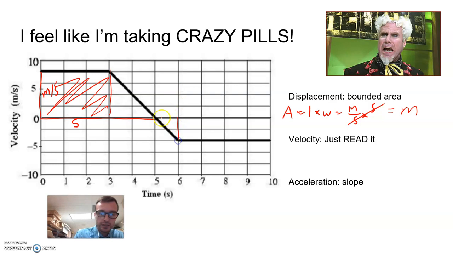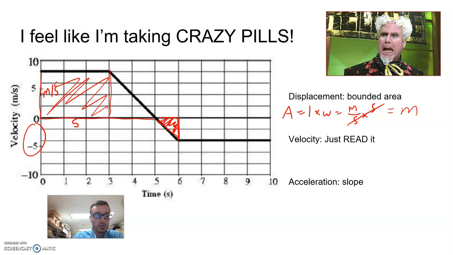Down here, if I were to calculate the area of this little triangle right here, that would be a negative displacement. Why? Because I'm in the negative velocity zone. I'm moving backwards, and if you're moving backwards, you're not going to end up ahead of where you started, right? So we're going to unpack that here in just a second.